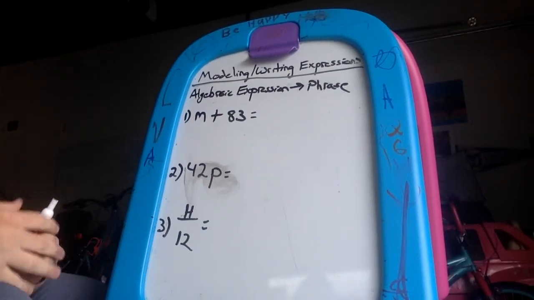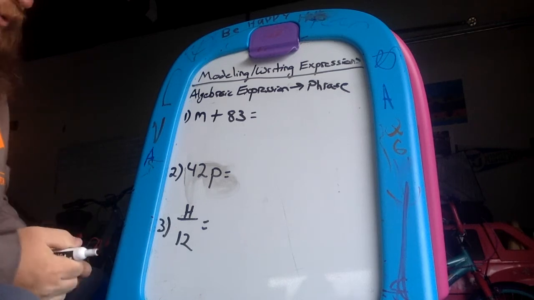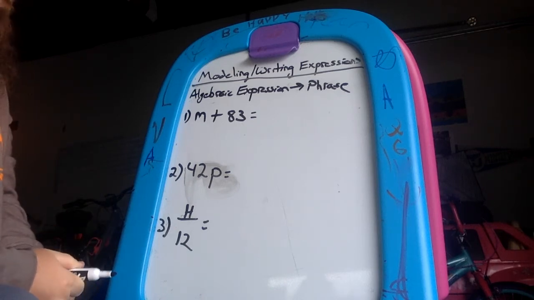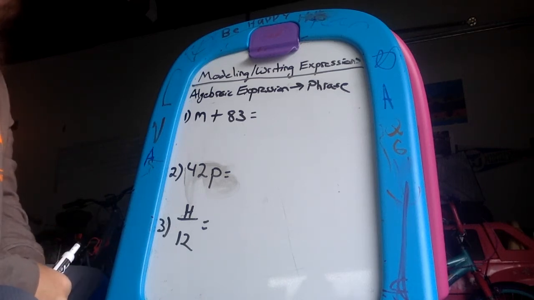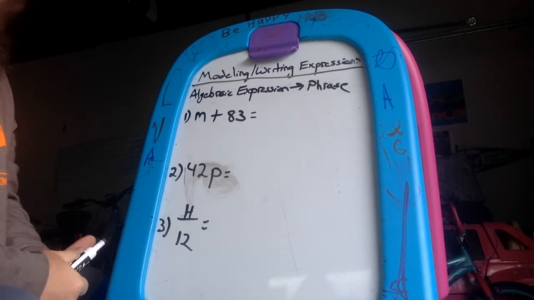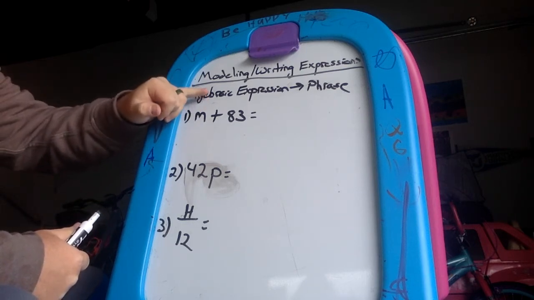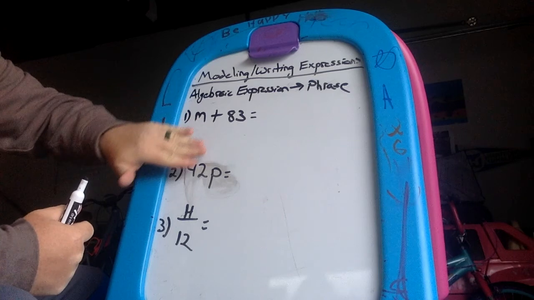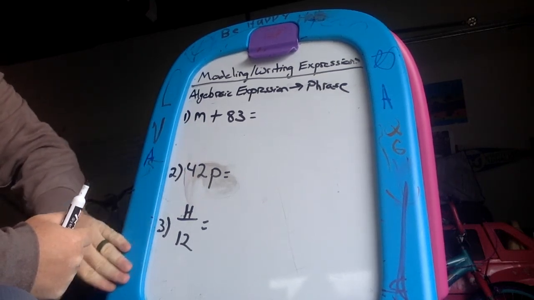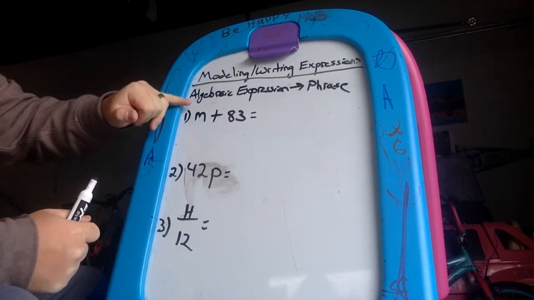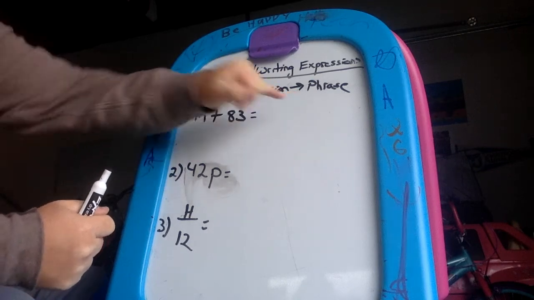Mr. Jamnik here. As we continue to look at writing expressions, we're going to move into the third part now, which is taking the expression, which is all here, here, here. I have three set up. I'll put another one in a second. And we're going to convert these expressions to a phrase.